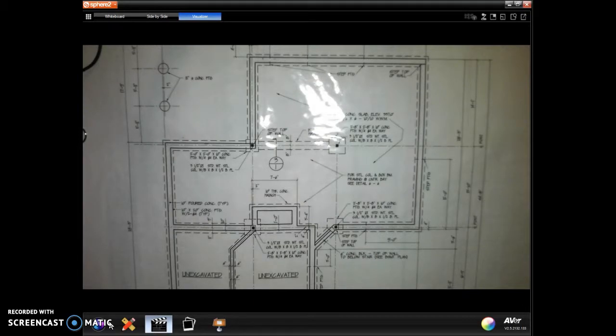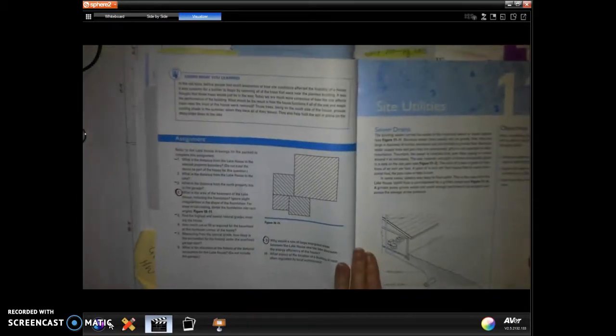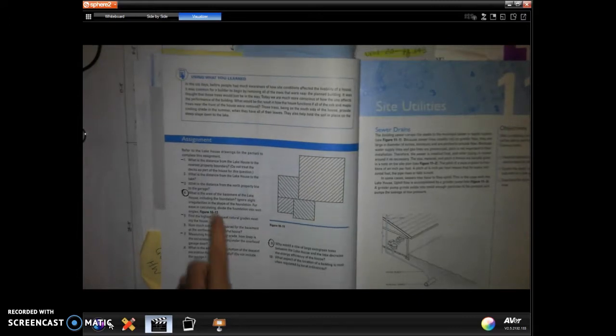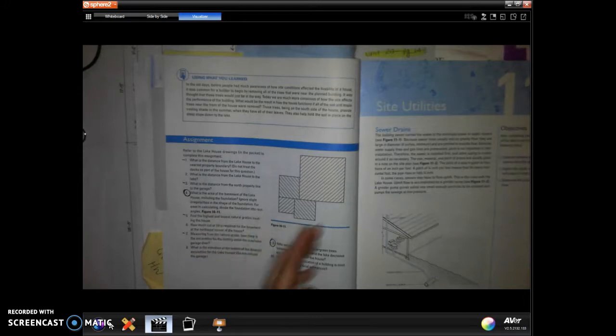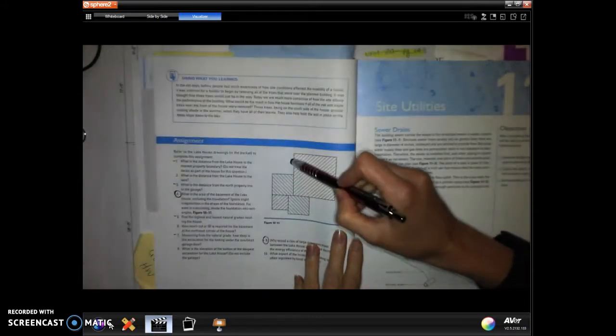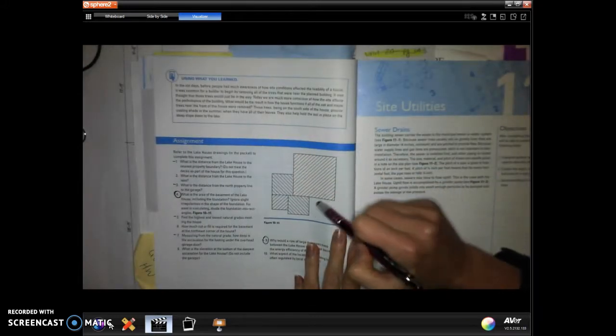Now, if you take a look at the question itself, you're going to see that the book kind of hints to you how to start. It says, what is the area of the basement of the lake house, including the foundation? Ignore the slight irregularities in the shape of the foundation. For ease in calculating, divide the foundation into rectangles or squares. So you see over here that it kind of showed you how it divided those spaces.